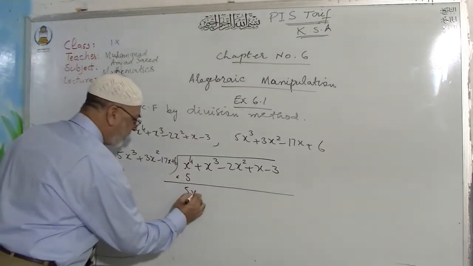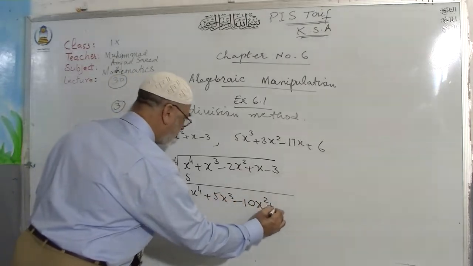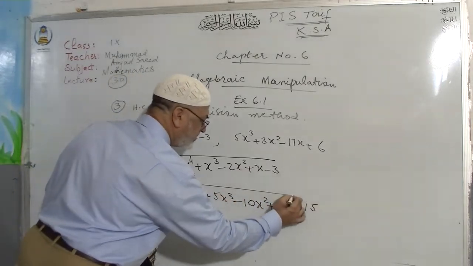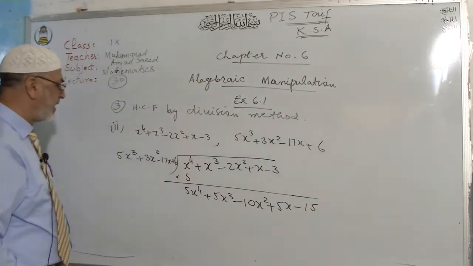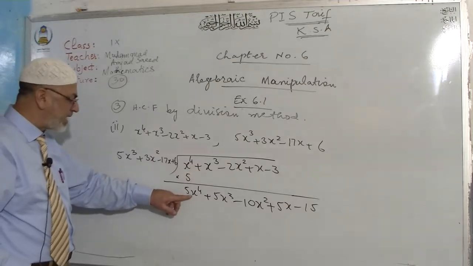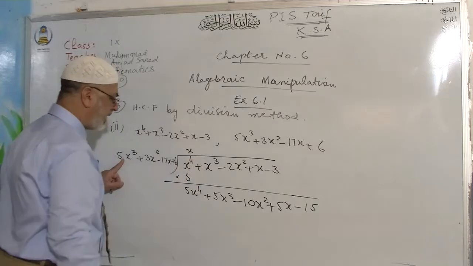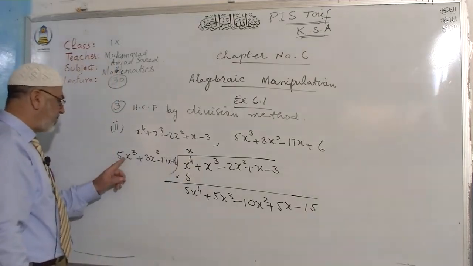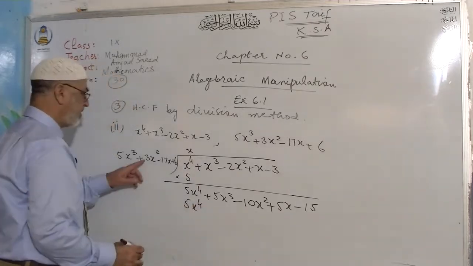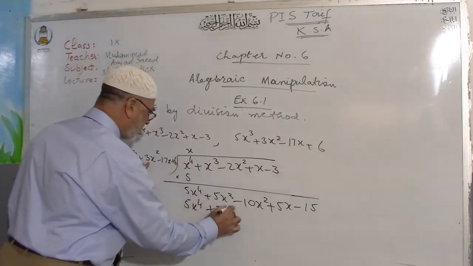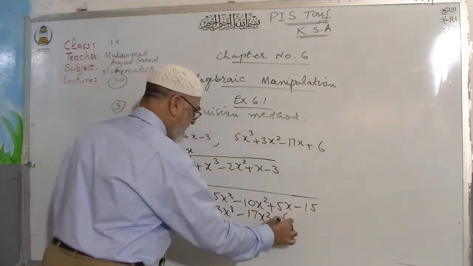Here is 5x^4 plus 5x^3 minus 10x^2 plus 5x minus 15. Dear students, we have written that after multiplying, now you are going to make 5x^4 with the help of 5x^3. So x is required. If you multiply 5x^3 by x, you will make this one: 5x^4 plus 3x^3 minus 17x^2 plus 6x.